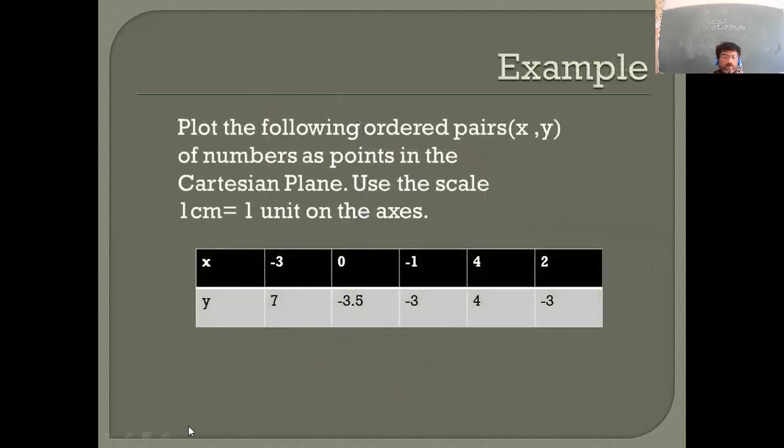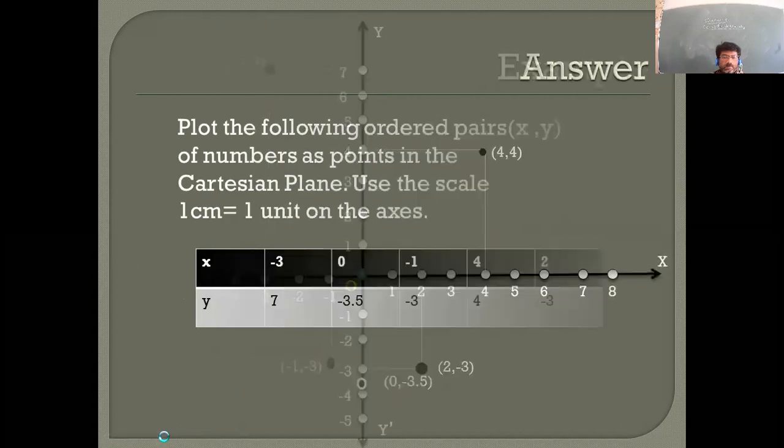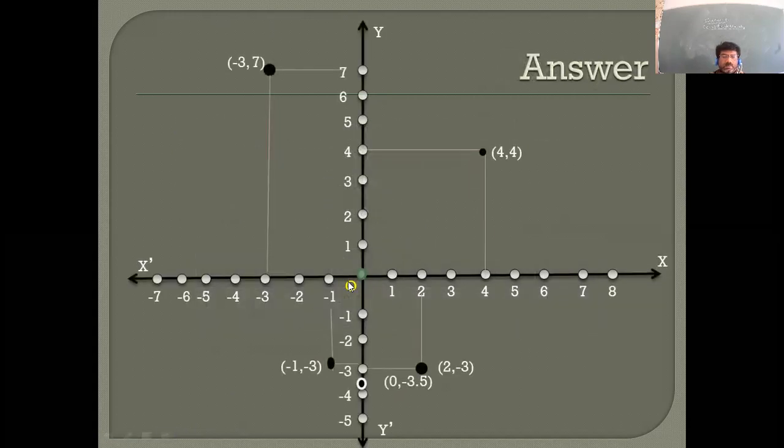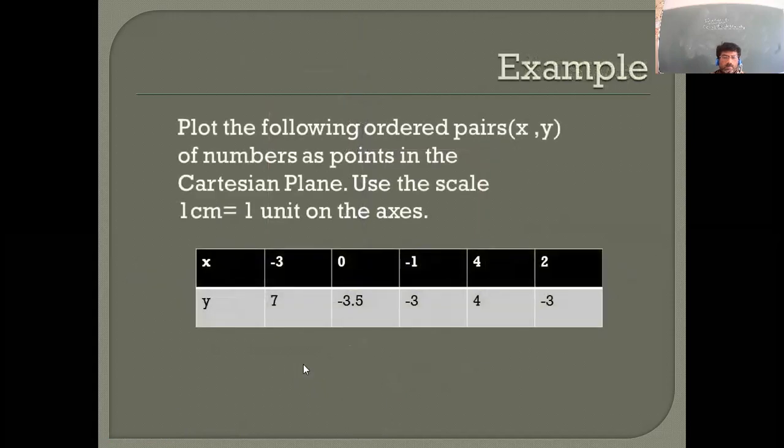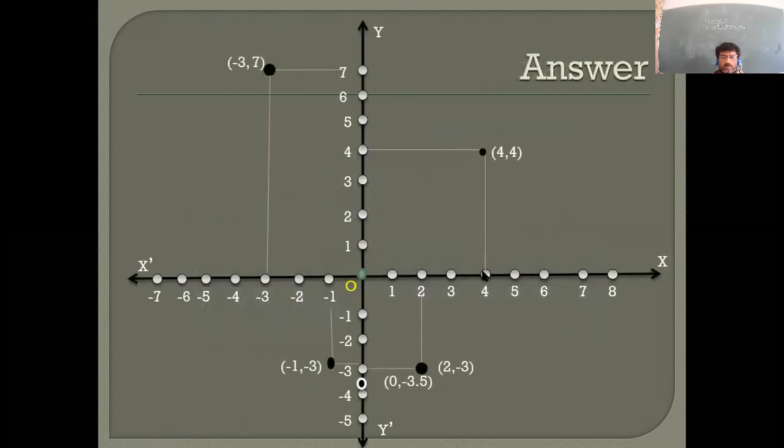Then (-1, -3). -1 is here, then go down to where -3 is. So (-1, -3) is this point, right? Next, (4, 4). This is x = 4, y also 4. This point is (4, 4).